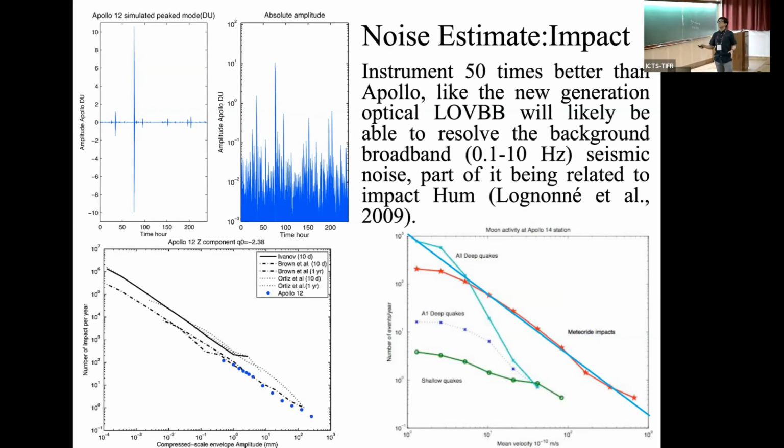So this is a size frequency distribution. On the y-axis, we have the number per year, and on the x-axis you can see it as magnitude. If you follow the red line, which is meteorite impact, we can extrapolate what we observed during Apollo to predict how many smaller impacts we will have. By doing this, we can simulate what will be detected on the seismometer, which will give us the seismic background noise that we can expect from impacts.